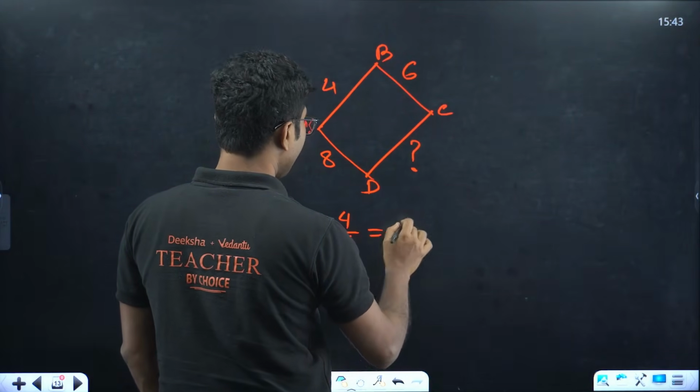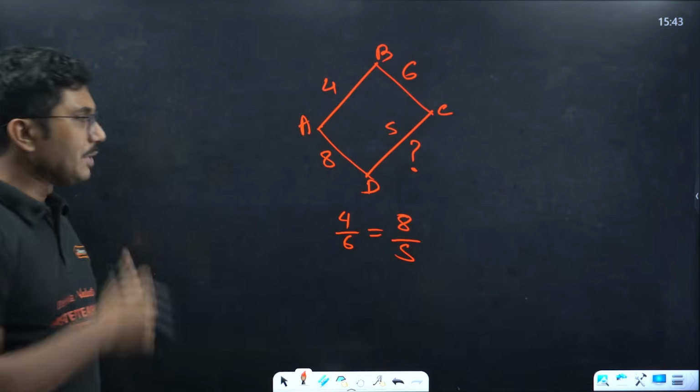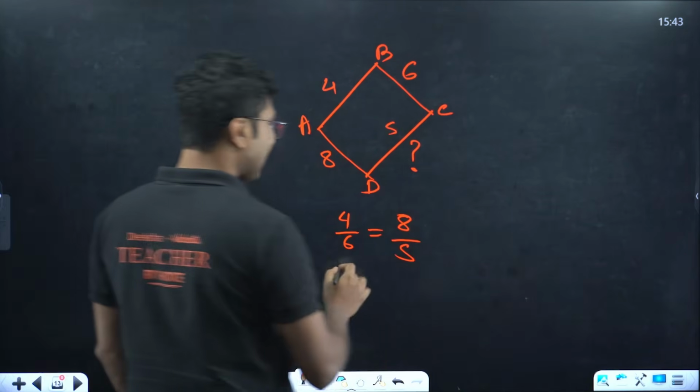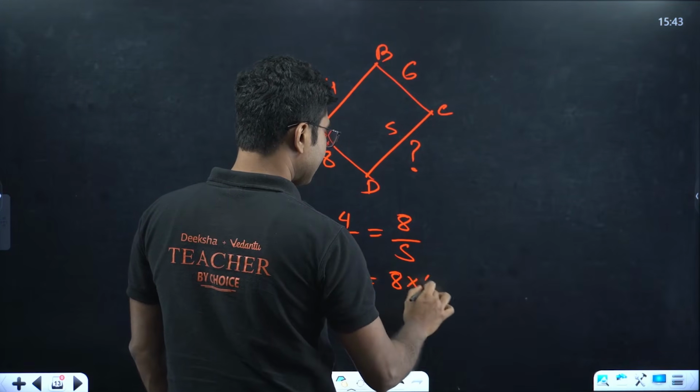must be equal to 8 upon S. This is S, the unknown resistance S. P by Q is equal to R by S. So using that you can calculate S. S equals 8 into 6 by 4.